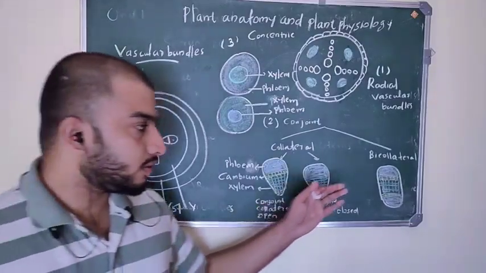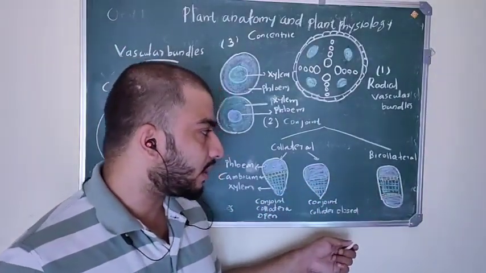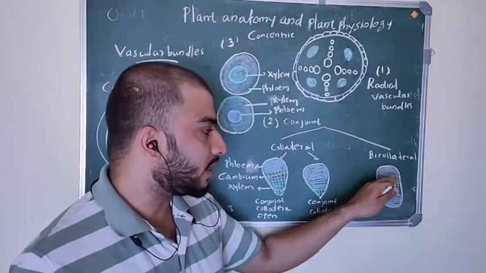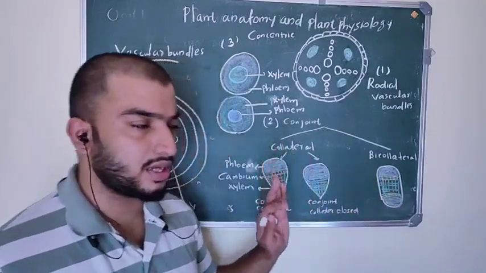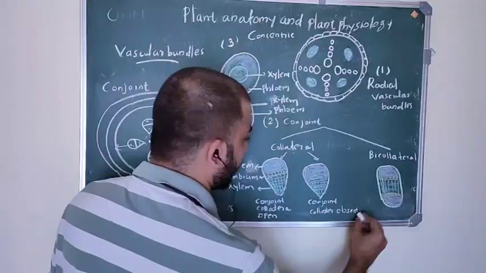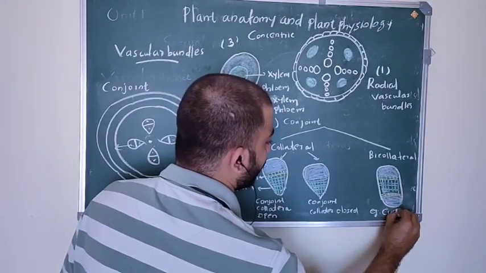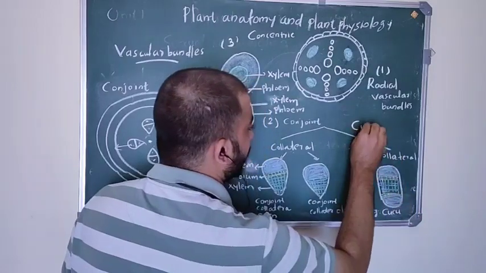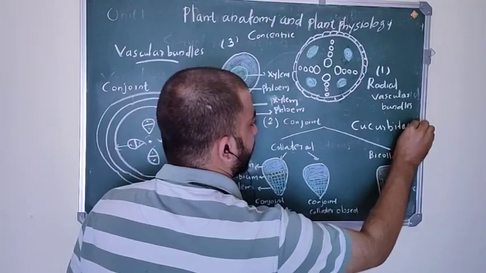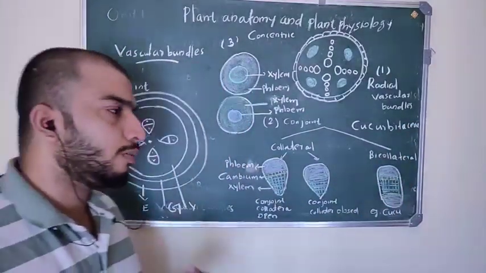In the bicollateral vascular bundle, the phloem is present on both sides of the xylem. It is present on the outer side of the xylem, and also on the inner side of the xylem. So this type of vascular bundle is called conjoined bicollateral. For example, it is present in Cucurbitaceae families. Bicollateral vascular bundles are present in Cucurbitaceae plants.